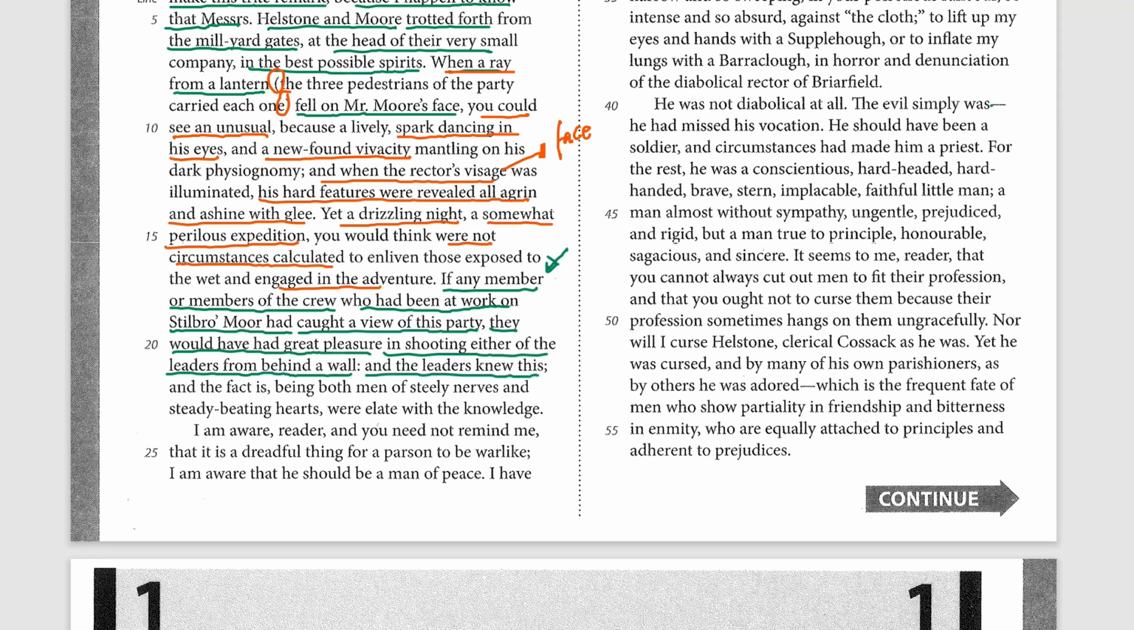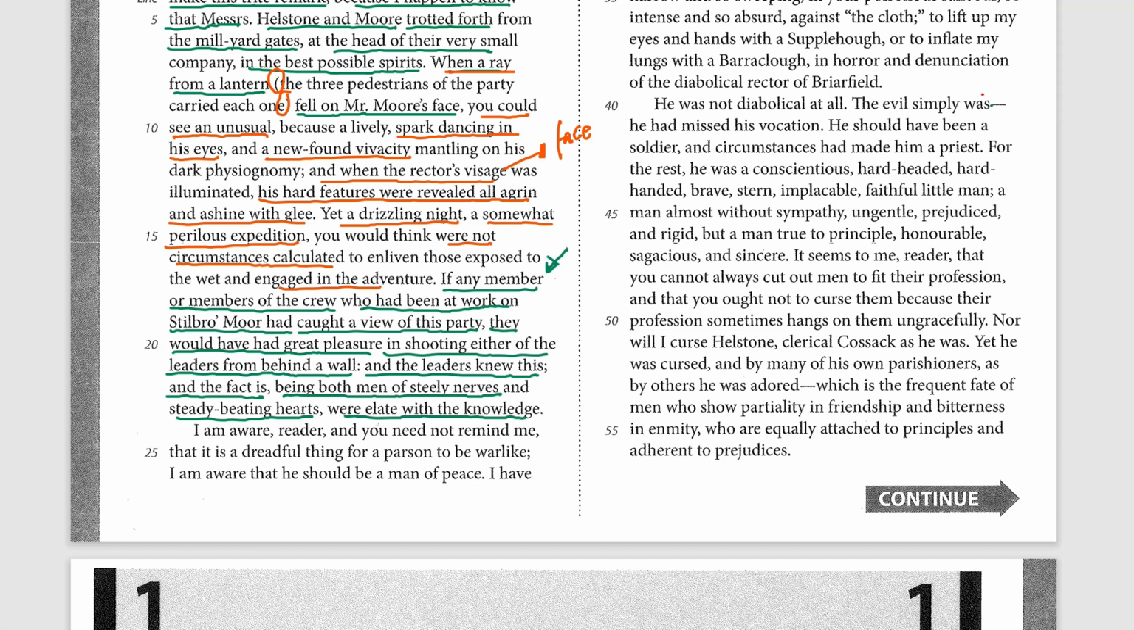Who are the leaders? Moore and the parson, the priest. And the fact is, being both men of steely nerves, cold nerves, and steady beating hearts, were elate with the knowledge. Imagine, besides that the workers want to shoot them. You understand the point? They themselves, being both men of steely nerves and steady beating hearts, know what kind of people they are. They will be elate with the knowledge, very happy to know that people hate them. It's normal for them, they have no problem with that.